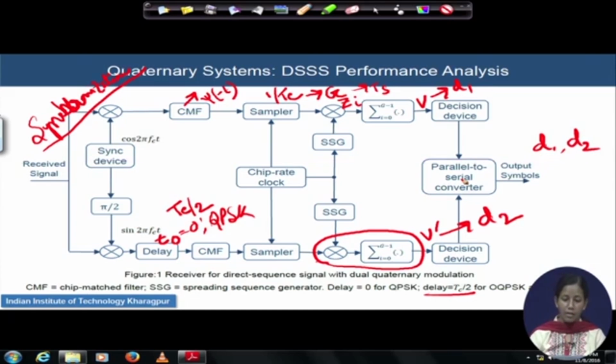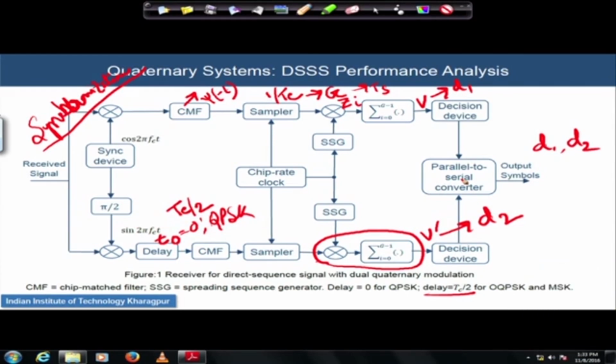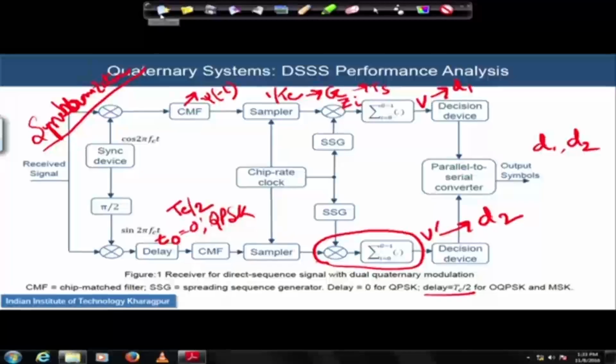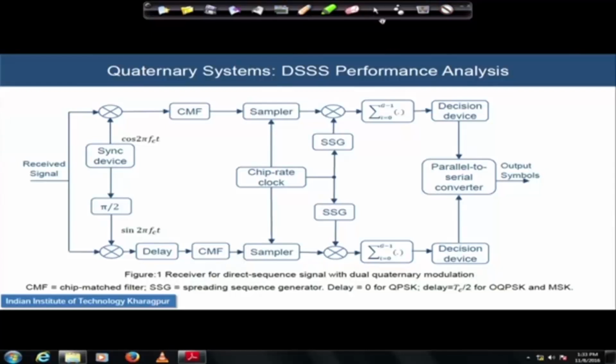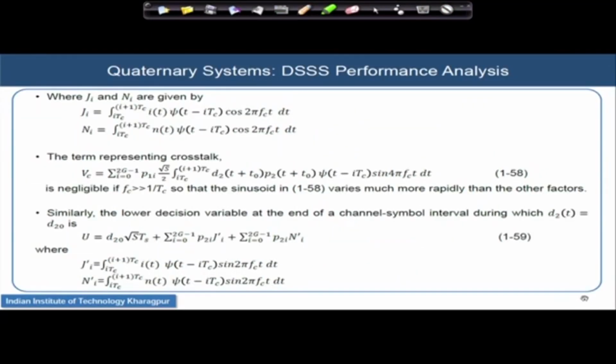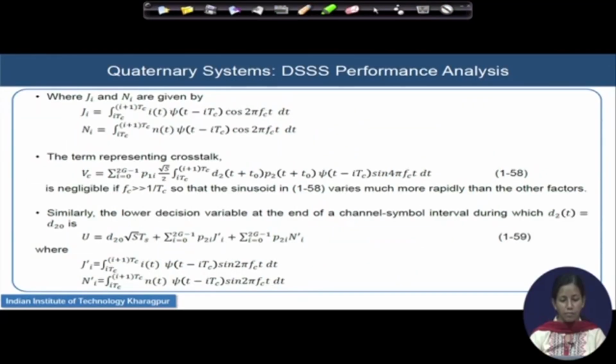So, this is a closed architecture of a quaternary system. It is just a scaled up version of the single carrier matched filter based receiver architecture for single carrier communication that we have observed in the earlier modules. From here onwards, we will recap what we understand.